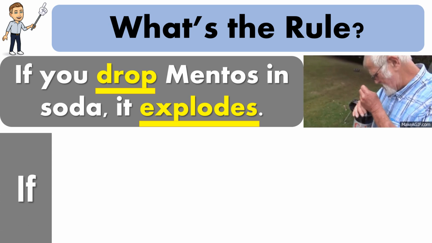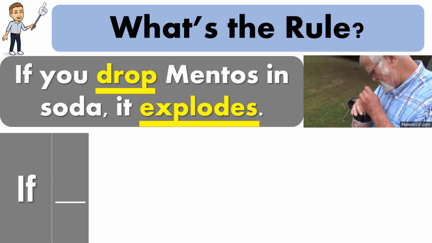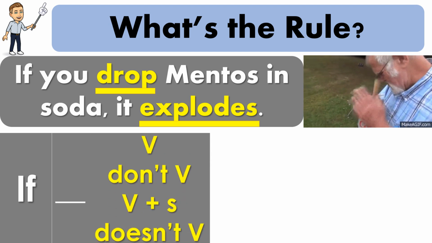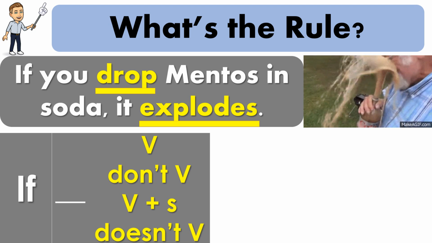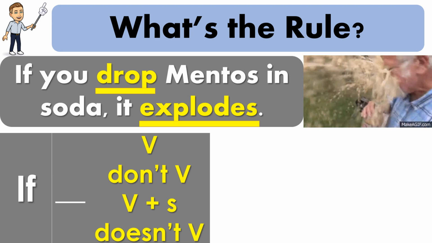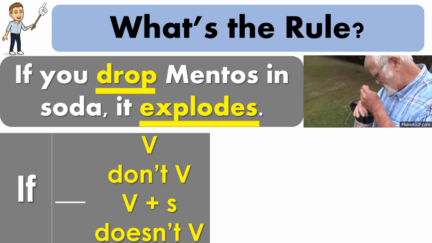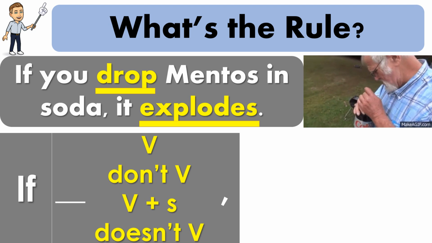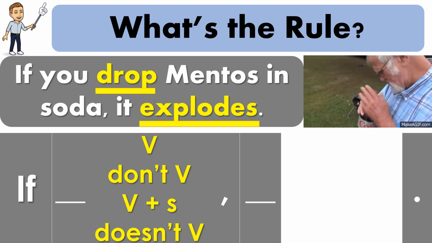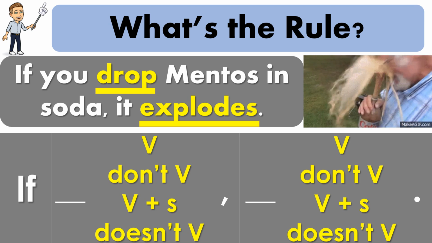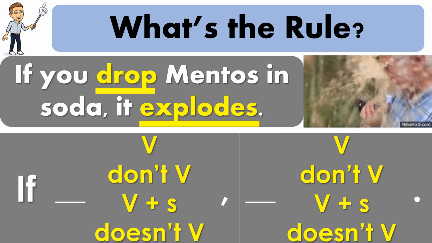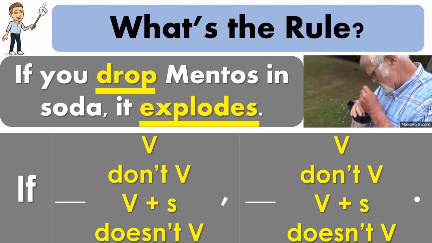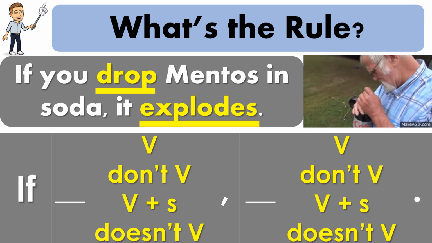So we need S on the verb explode. So we can start with if, then we have the subject, then we have the verb, so we can use the verb or verb plus S, or the negative, don't and doesn't. So this is just the present simple grammar rule for yes sentences and no sentences. Then we have a comma to separate the two clauses. And then we have the result clause, which again uses the present simple. So if you drop Mentos in soda, it explodes.